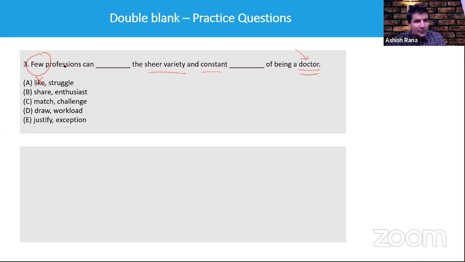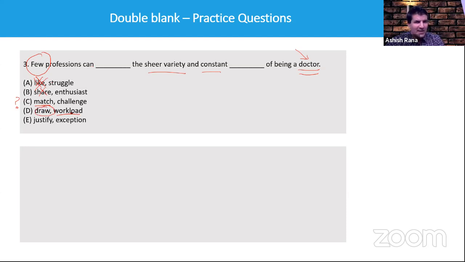Okay, few professions can like. This absolutely is absurd. This is a wrong option. Few professions can share, few professions can match. Okay, this may be an answer. Wait, but I will not mark here because I'll put a question mark. I'll look at the other options. Few professions can draw the sheer variety and constant workload of being a doctor. Not really, right? Workload of being a doctor doesn't make sense. Draw is not going here, right?